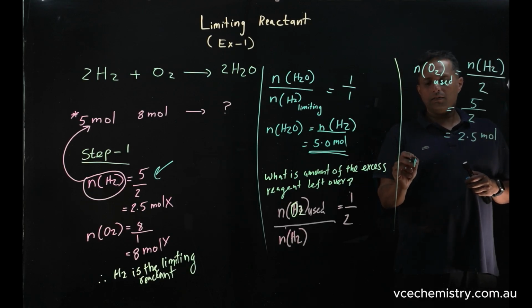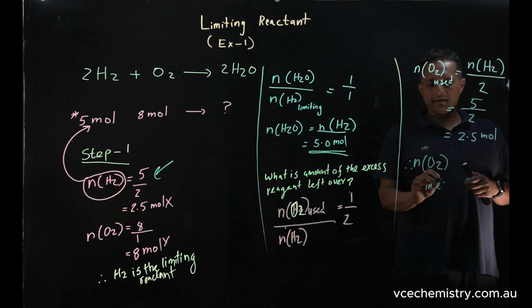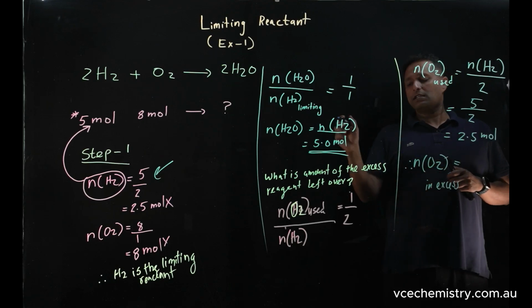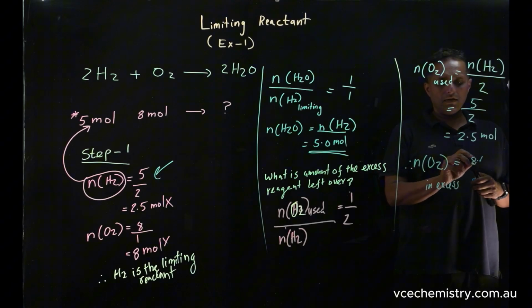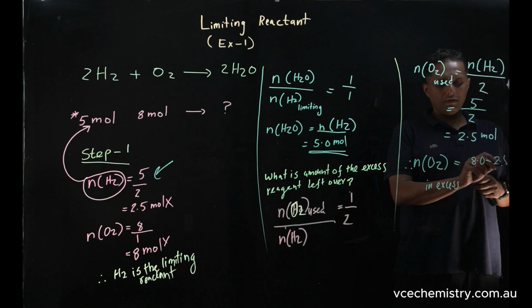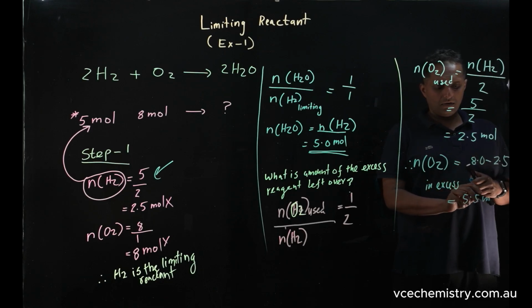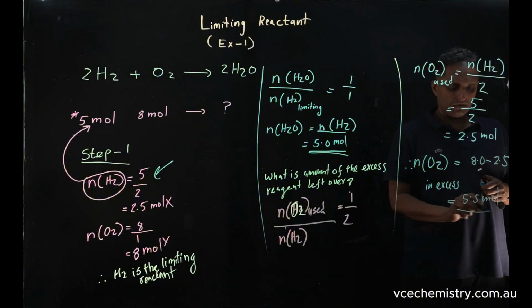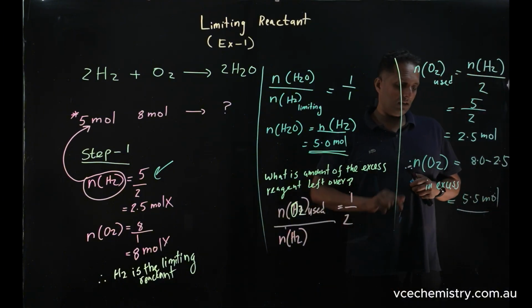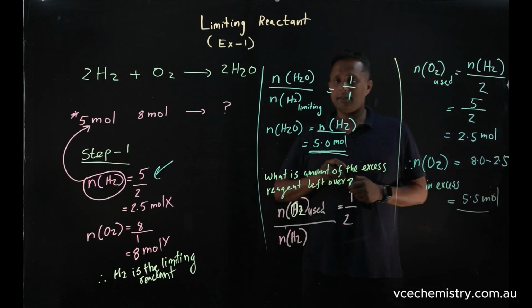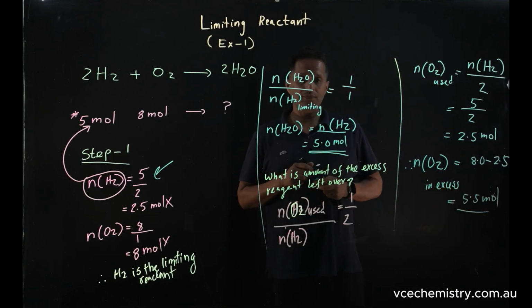Therefore, the number of moles of oxygen left over, or in excess: how do you do that? Originally we had 8 moles minus 2.5, which is going to be equal to 5.5 moles of oxygen left over. All right. Now we will do another question similar to that, so that will give you a good practice.